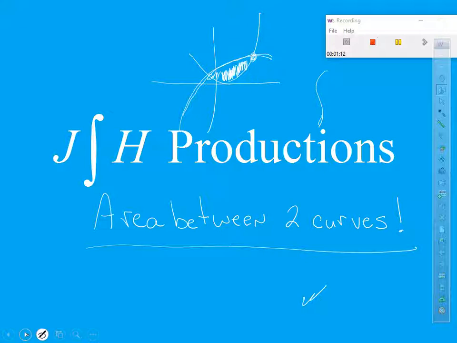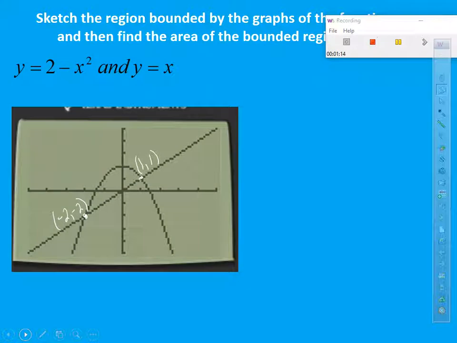Now, so that this video doesn't last very long, here's what I've done already. If you would, look at your class example sheet. It says sketch the region bounded by the graphs of the two functions given, and then find the area between them. Well, I cheated already, so I didn't have to graph while the video was going.